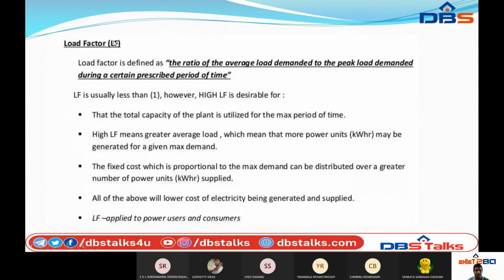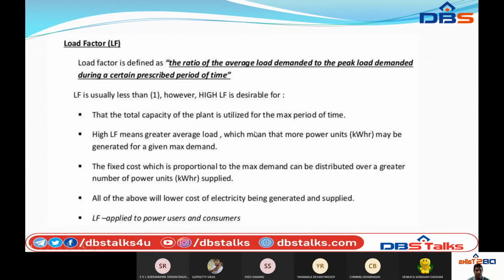Next, coming to load factor. As I told you in the previous slide, load factor is the ratio between average load and maximum load. Load factor is usually less than 1. Why? Because a higher load factor is desirable only when the plant is utilized for the maximum period of time. That means if the load factor is high, it approaches 1.